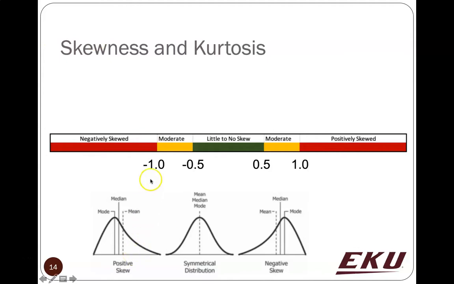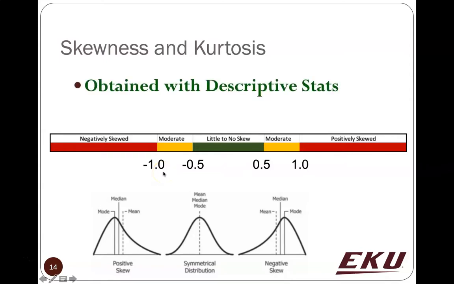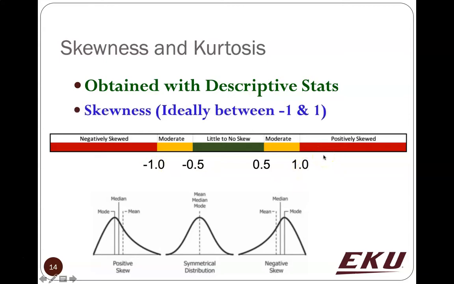And values that are greater than 1 suggest that we've got a positive skew. Actually, I got this turned around here on the bottom there. These are positively skewed values, and then if the skewness values are less than -1, then they're negatively skewed. So we obtain these with descriptive stats. The important thing is to know that we don't want numbers outside of -1 and 1.0. So we'll look at those in a second. So skewness ideally should be between -1 and 1.